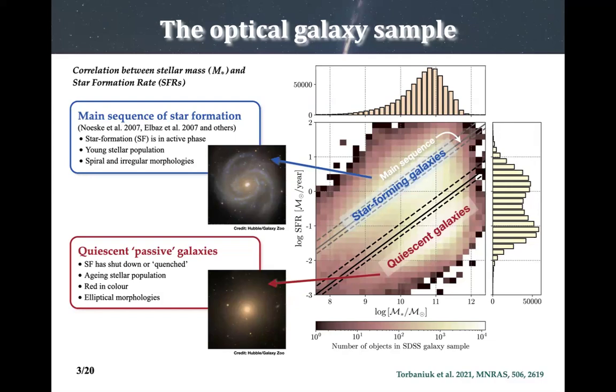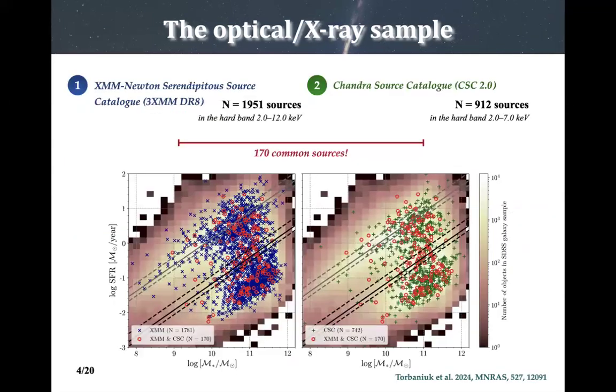And when we go down, we have the quiescent galaxy population. Usually the star formation in such galaxies is quenched, very weak. They have a very old stellar population, they are usually red in color, and the morphology is mainly elliptical. So the question is: where is the AGN?